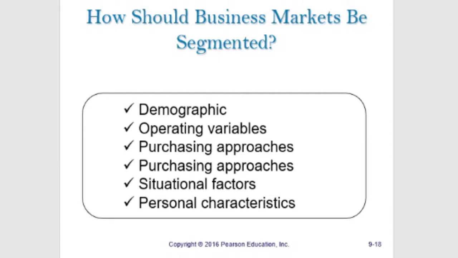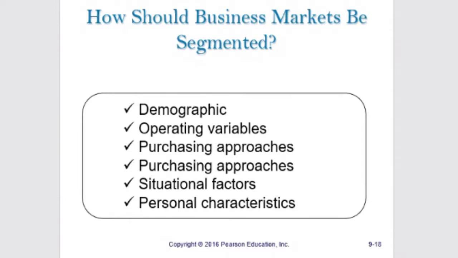So geographically, we want to ascertain the size, as well as the type of industry that the business is actually catering to. This happens to be an important aspect when it comes to looking at this specific segment within the domain of demographics. Now coming to the next variable, which is the operating variables.